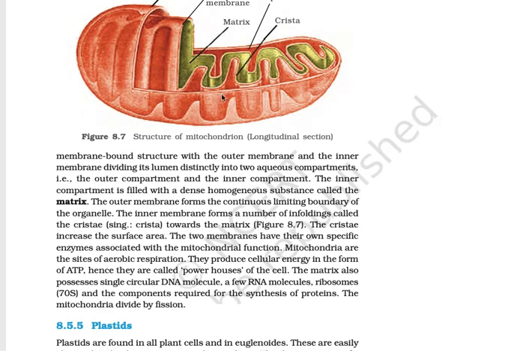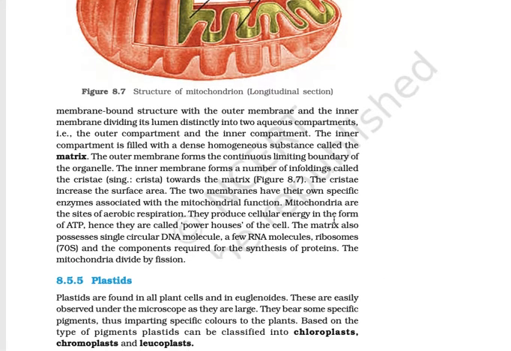Figure 8.7. The cristae increase the surface area. The two membranes have their own specific enzymes associated with the mitochondrial function. Mitochondria are the sites of aerobic respiration. They produce cellular energy in the form of ATP, hence, they are called powerhouses of the cell. The matrix also possesses a single circular DNA molecule, a few RNA molecules, ribosomes, 70S, and the components required for the synthesis of proteins. The mitochondria divide by fission.